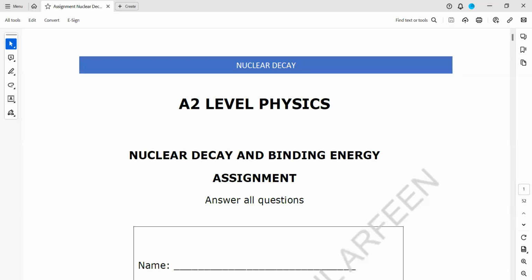So this one is an exercise related to nuclear physics and the binding energy. Question 23, I did in the last session, so now question 24.